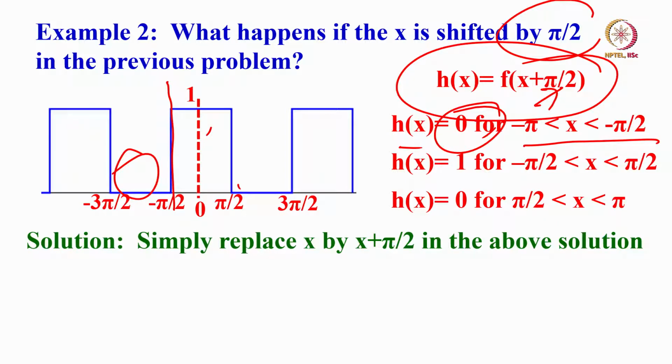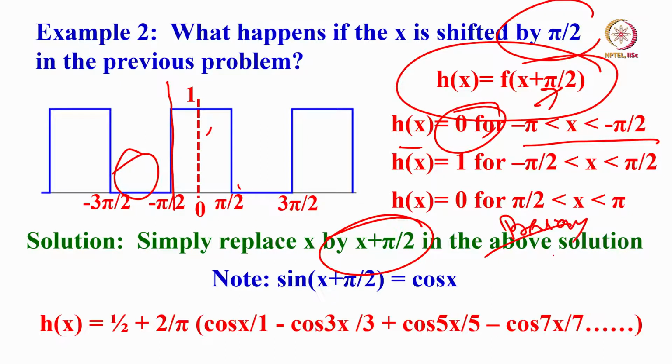All we have to do is, in the previous problem we solved, we worked out the Fourier coefficients final form. Simply replace x by x plus pi by 2. That is all you have to do in the previous solution. Plus remember the trigonometrical operation, sin of x plus pi by 2 is equal to cosine of x.